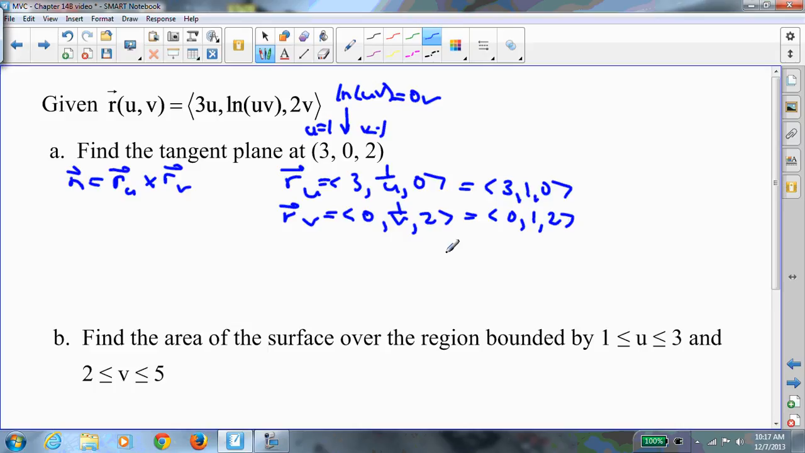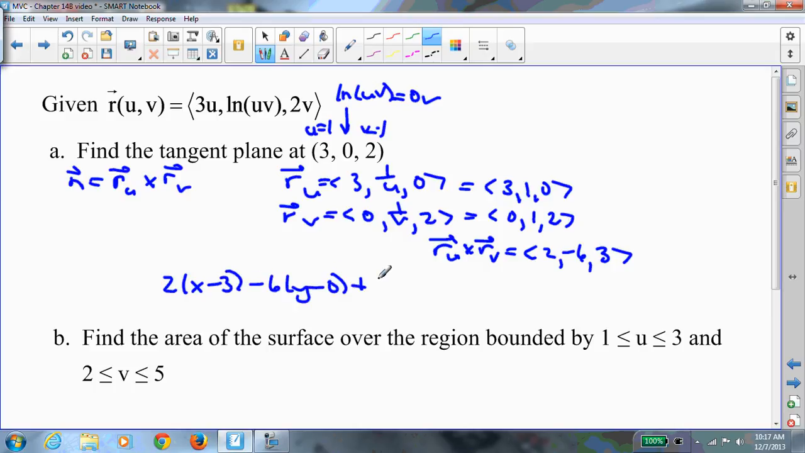The cross product, r sub u cross r sub v, would equal 2, negative 6, and 3. And again, that is my normal vector. So the plane would be 2 times x minus 3, minus 6 times y minus 0, plus 3 times z minus 2, equals 0.